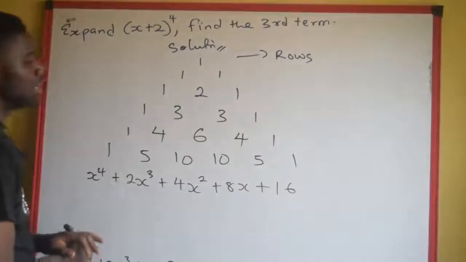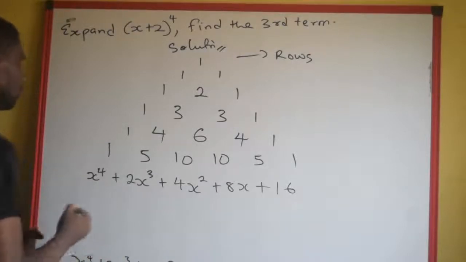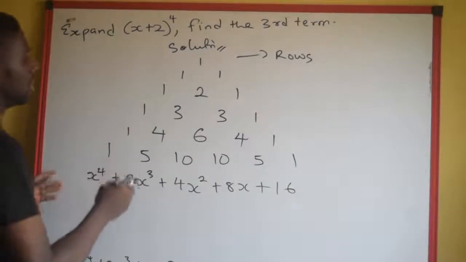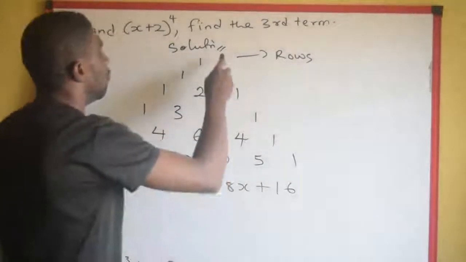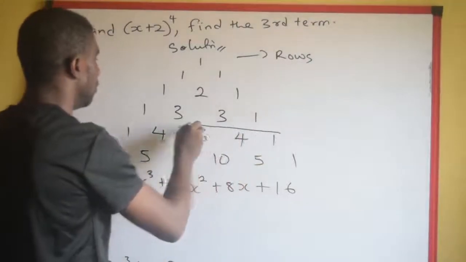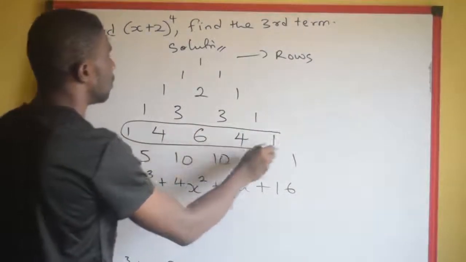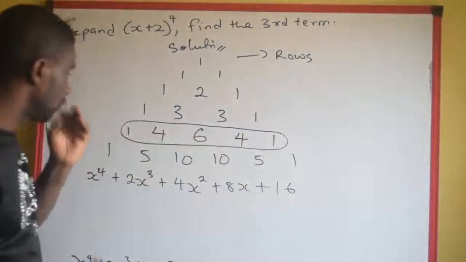We have 5 terms. So we have to count 5 rows since we have 5 terms. We have 1, 2, 3, 4, 5. This is where we're supposed to stop, this row. So we have to pay attention to this row.